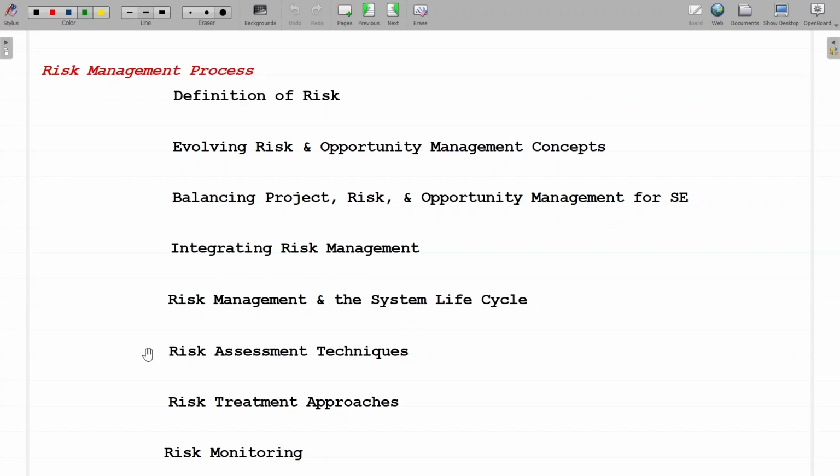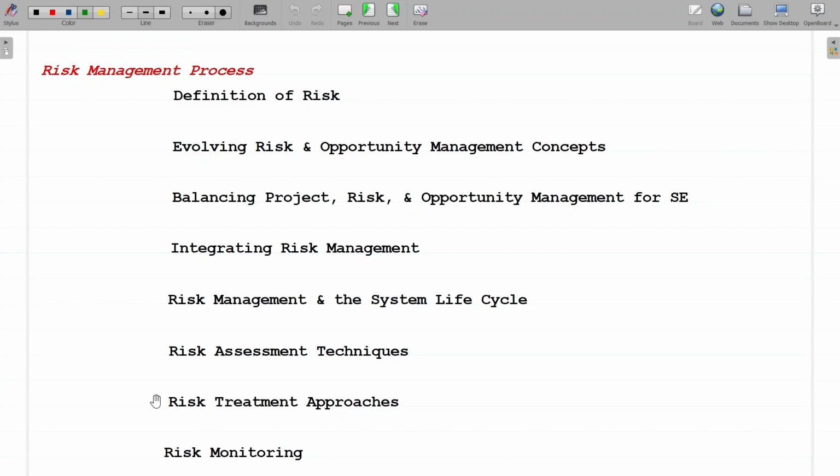A variant of SWOT analysis that is not mentioned in ISO IEC 31010 is threats, opportunities, weaknesses, and strengths, or TOWS, which puts the emphasis on the external environment, threats, and opportunities rather than on the internal environment or strengths and weaknesses.